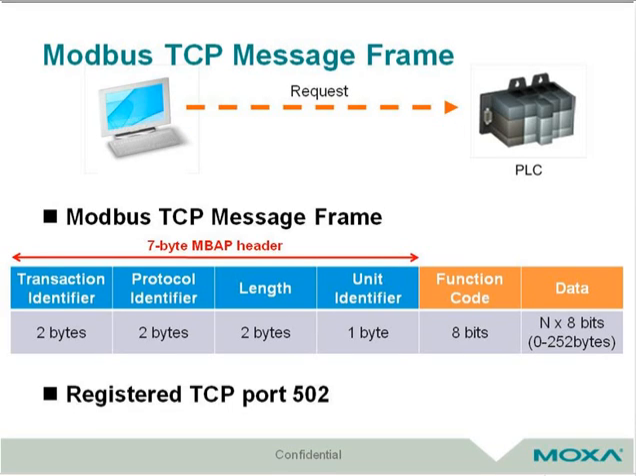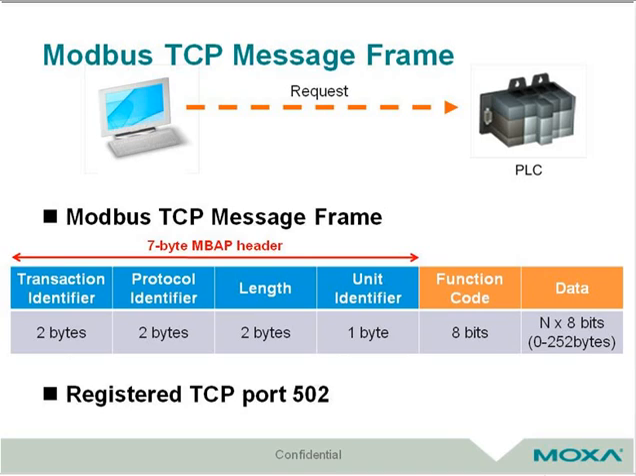Since this slide, let's discuss the Modbus TCP message. The Modbus TCP frame adds an MBAP header before the Modbus PDU. The MBAP header means Modbus Application Protocol Header. The header is 7 bytes long and separated into 4 parts.